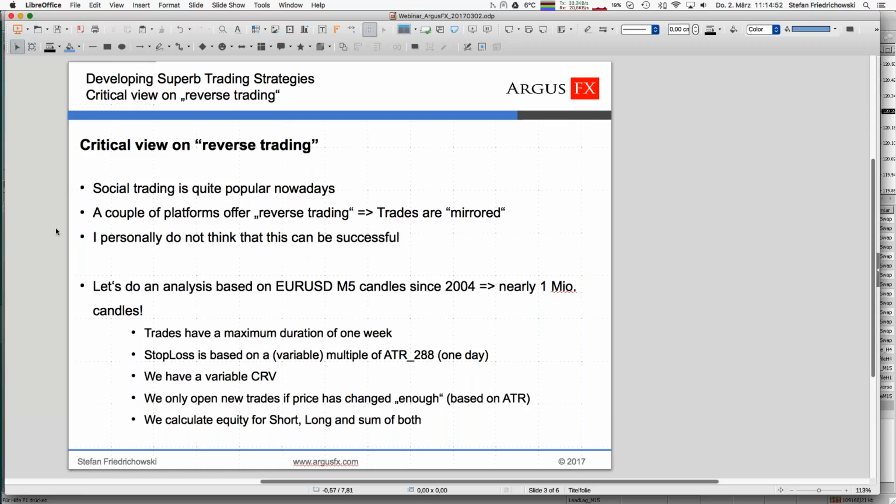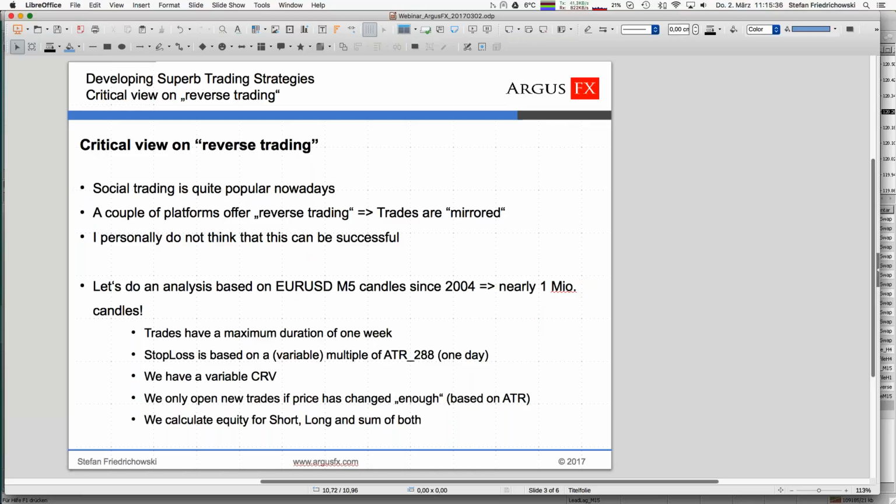But let's first go through the list of how I will create equity curves with my C-coded programs. The basis here is Euro, US dollar based on M5 candles. And I mentioned already, that's really a huge amount of data. That's nearly 1 million candles we investigate. In principle, we could open, let's say, a trade every 5 minutes. I will not do that.